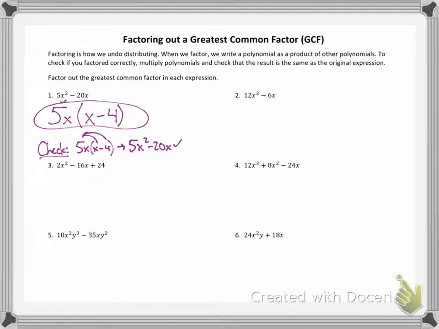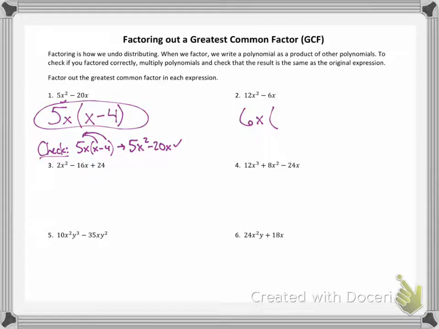First thing I want to do is, what's the biggest number I can divide out of 12 and negative 6? The biggest number I can take out is a 6. X squared and x, again, the lower of the x values is the most I can take out, so I can take an x out. My GCF of these terms would be 6x.